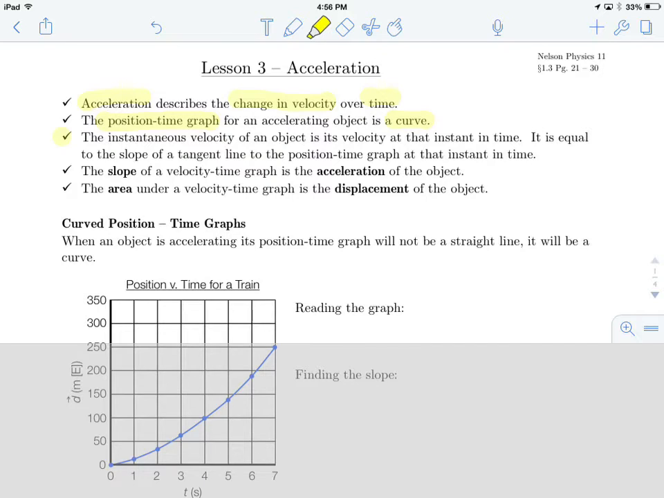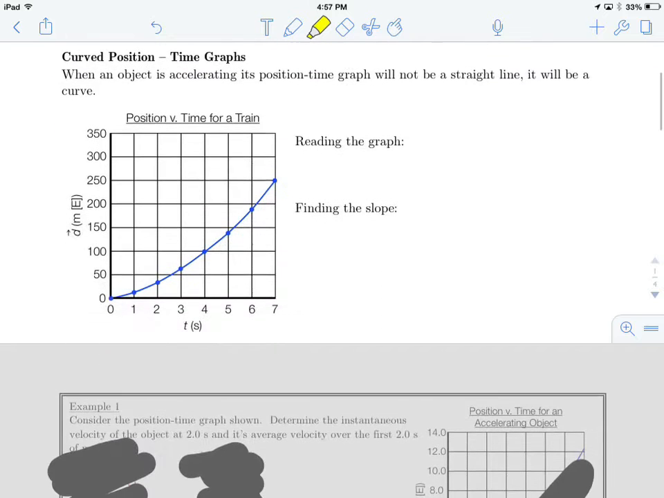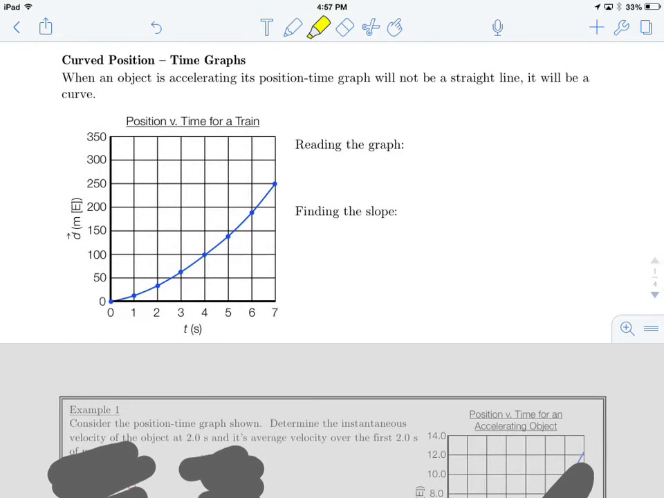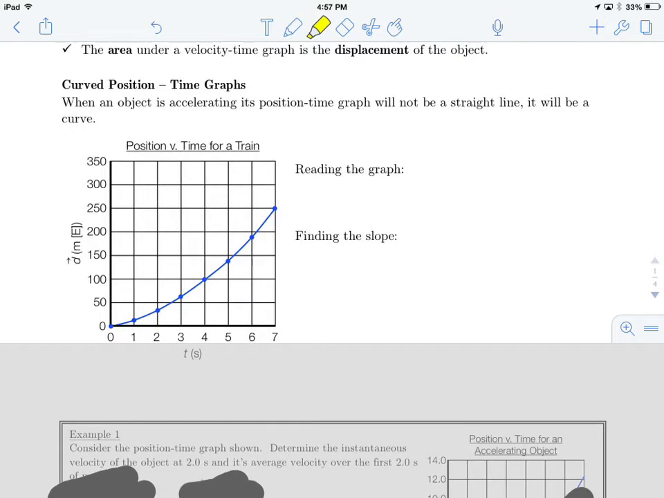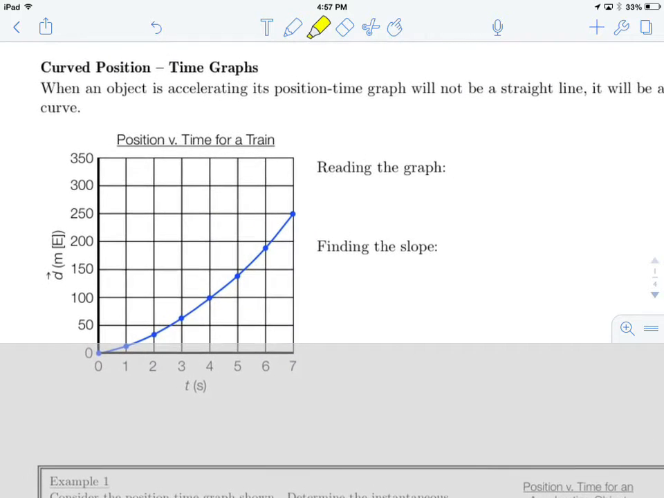Last but not least is this bullet point for today. We're going to talk about instantaneous velocity. For any object, the instantaneous velocity is the velocity at some instant in time that we're referring to. And we're going to come back to that, and we're going to see in this run through how to find an instantaneous velocity.